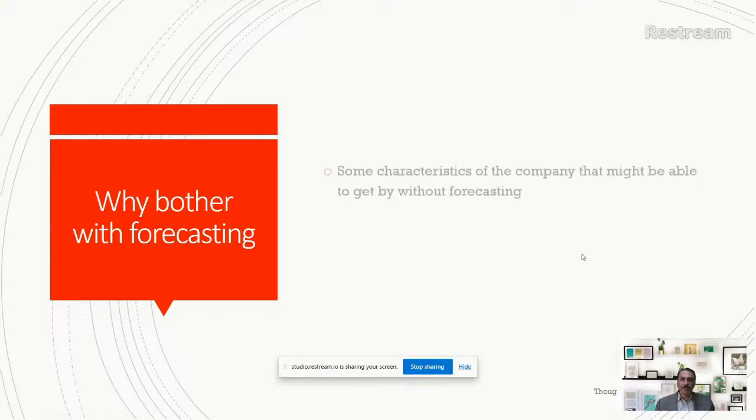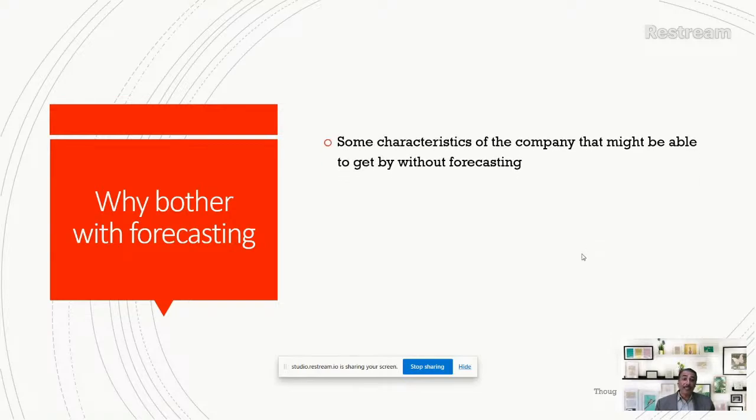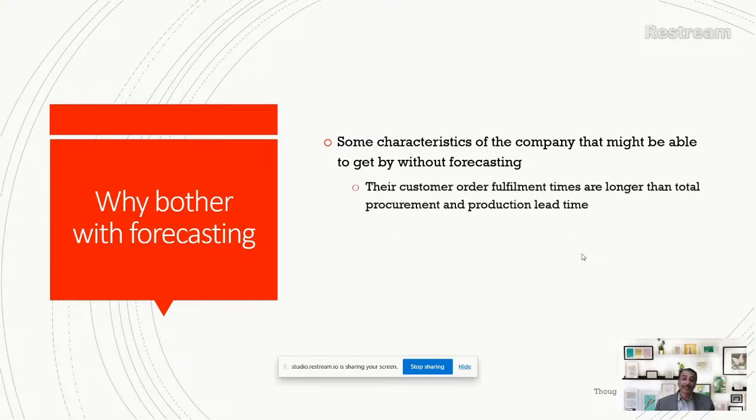Now, why bother with forecasting? Some characteristics of companies that might manage without forecasting: possibly you are manufacturing a luxury product. The customer is willing to wait, for example, after placing the order, they say I can wait for 3 months, 4 months, and within that time you can place an order for material, get the item, and deliver to them. In such a case, why do you need the forecast?